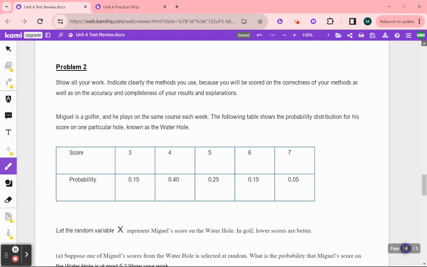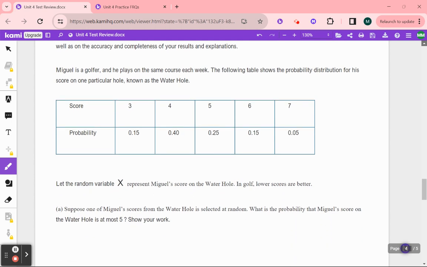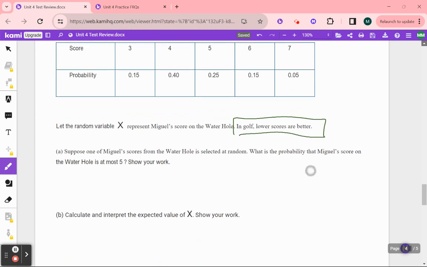On to problem 2. Show all of your work, indicate clearly the methods that you use, because you will be scored on your correctness, blah, blah, blah. Okay, Miguel is a golfer, and he plays the same course each week. The following table shows the probability distribution for his score on a particular hole, known as the water hole. Let X be the random variable representing Miguel's score on the water hole, and remember that in golf, lower scores are better. It's nice that they defined a random variable for us.